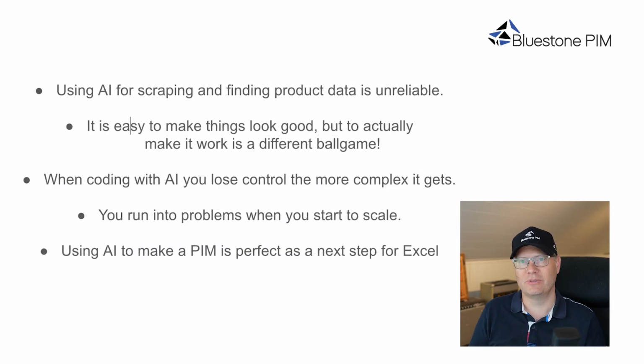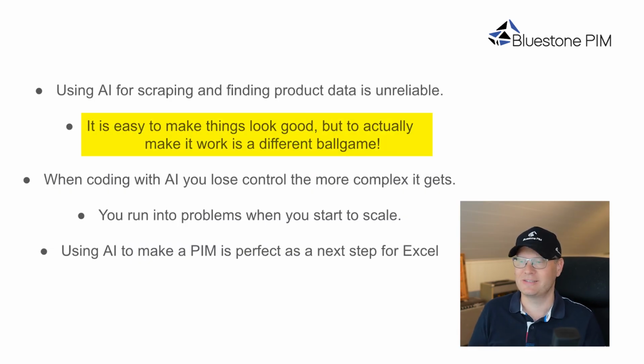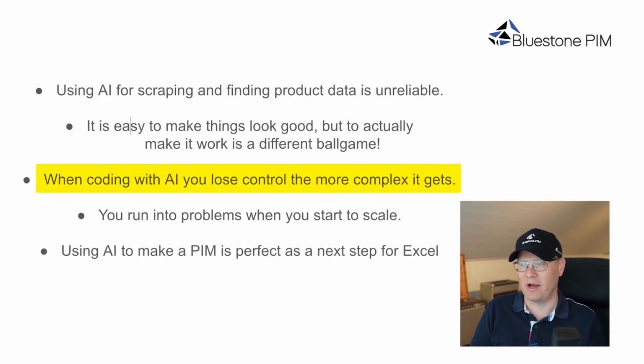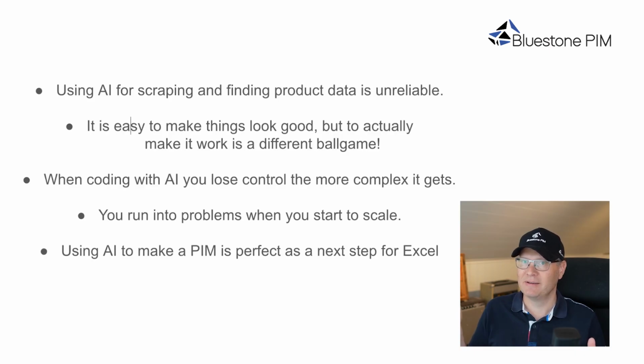When it comes to the software itself, it's easy to make things look good, but it's actually hard to make things work. What a shocker. And then when coding using AI, you lose control when it gets more complex. That's my takeaway. The more complex it gets, the less control you have, and also it's very easy to get stuck in a loop and stuff like that, right? And then the big one is that when you're trying to scale, you run into problems.